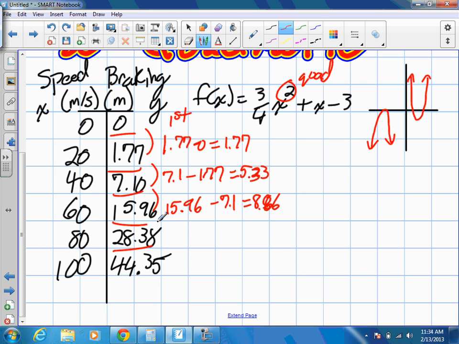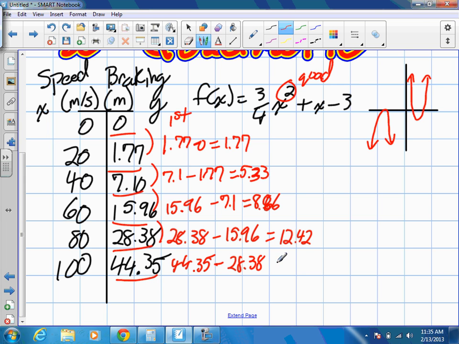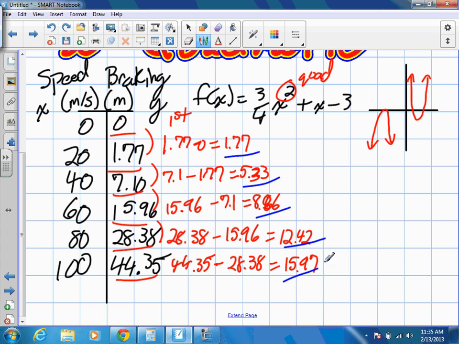The next one we do is 28.38 subtract 15.96, which is 12.42. And then the last one, 44.35 subtract 28.38, what is it? 15.97, excellent. So, is this linear? No, these first differences aren't the same. Therefore, this cannot be linear. It's increasing by a greater amount every time.